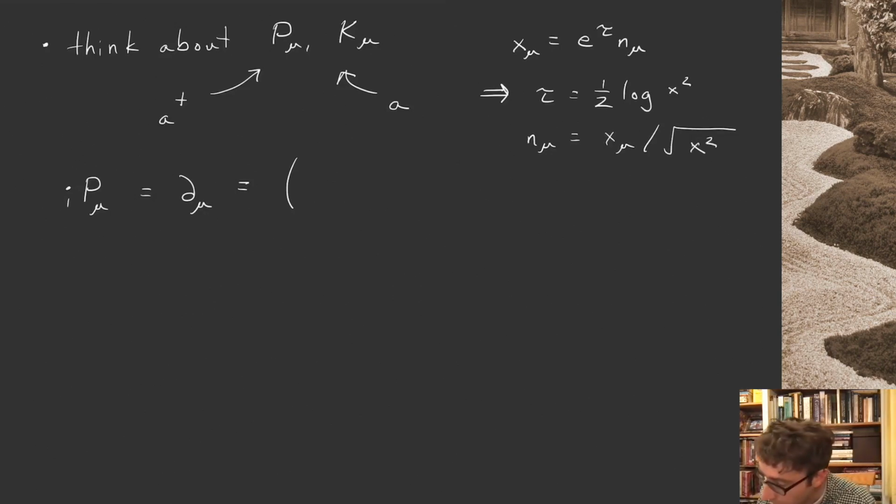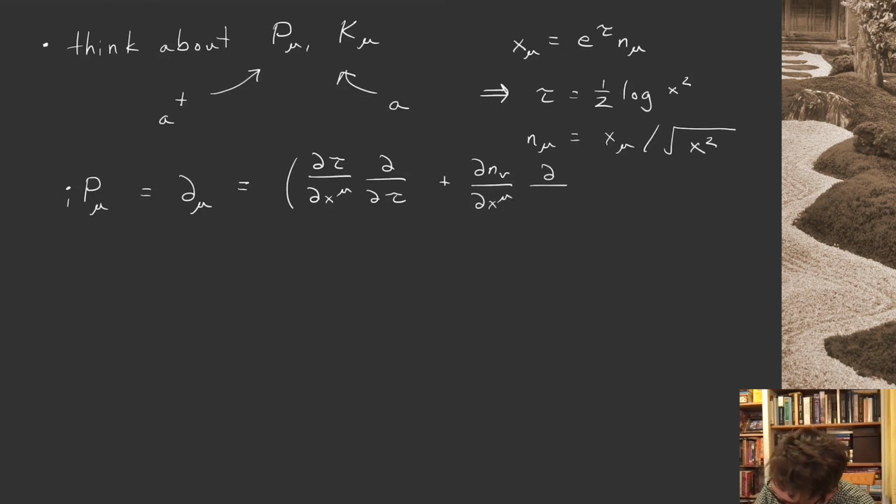Okay, so let's use the chain rule here. So I have my partial derivative. I can expand that out. In my new coordinate system, I can write that as d tau/dx^mu d/d tau plus dn^nu/dx^mu d/dn^nu. I guess possibly by some slight abuse of notation here, but I hope you see what I mean. So now I'll take my derivatives. I'll use my result here and see what happens. So when I take d tau/dx^mu, I'm going to get x_mu over x squared d/d tau.